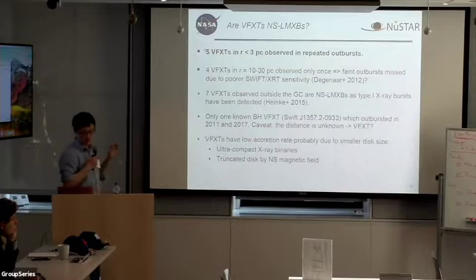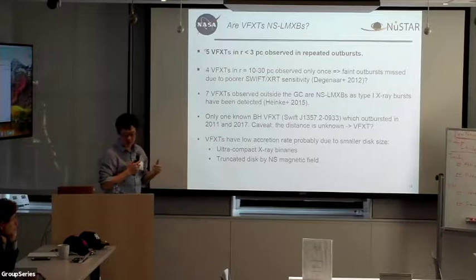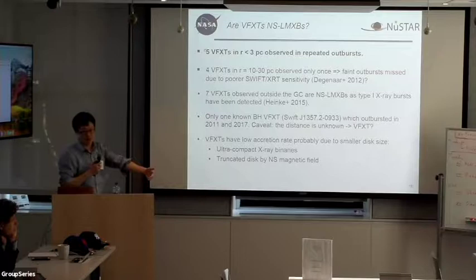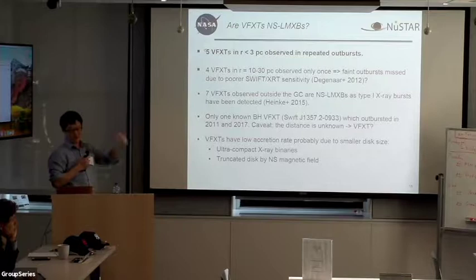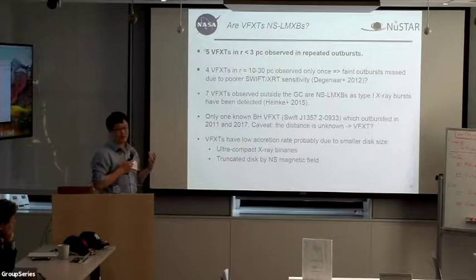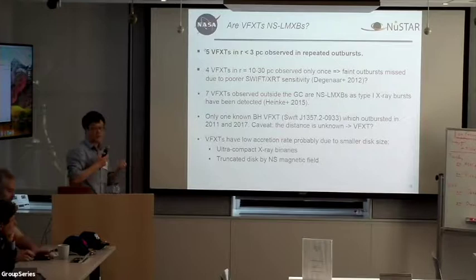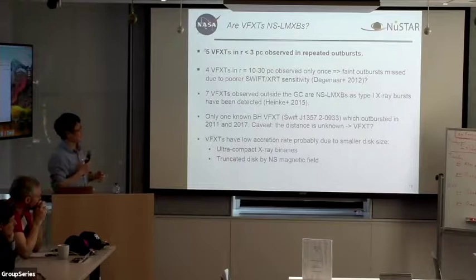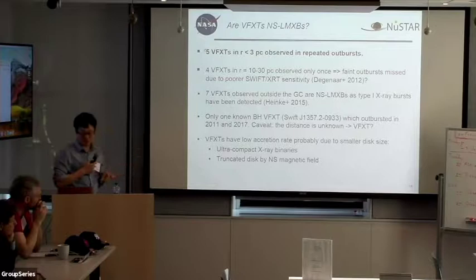Let's talk a little bit more about VFXTs. Like I said, 5 VFXTs in the central 3 parsec had multiple outbursts in the last 10 or 15 years, so they have recurrent outbursts. On the other hand, 4 VFXTs just outbursted once. Our speculation is that maybe these 4 VFXTs had multiple outbursts, but they are outside the most sensitive region of the Swift telescope, so we probably missed them. So we think all these VFXTs probably had multiple outbursts over some years.